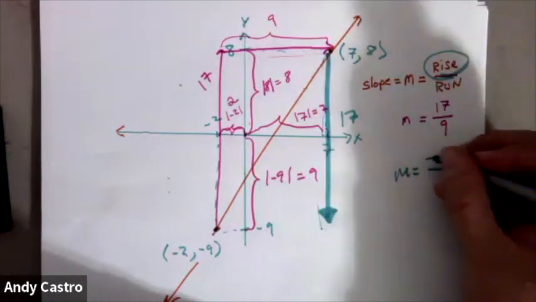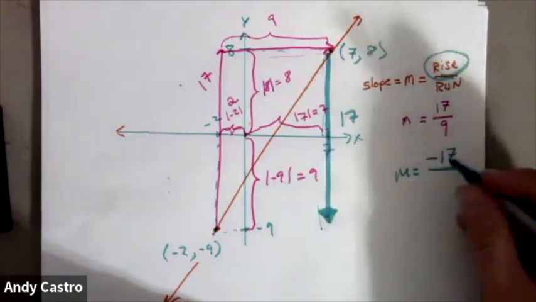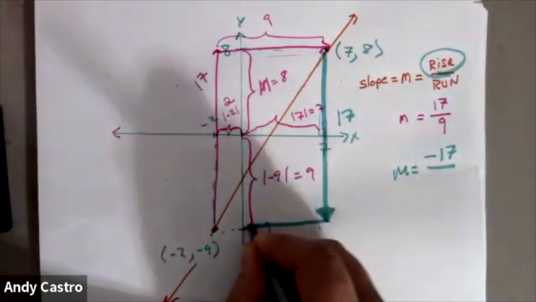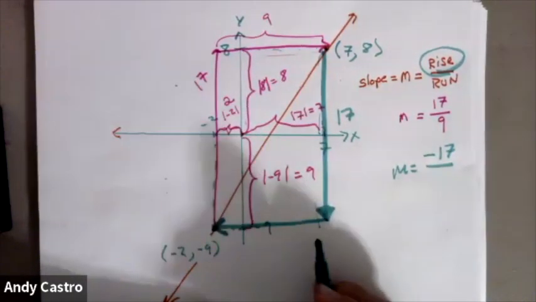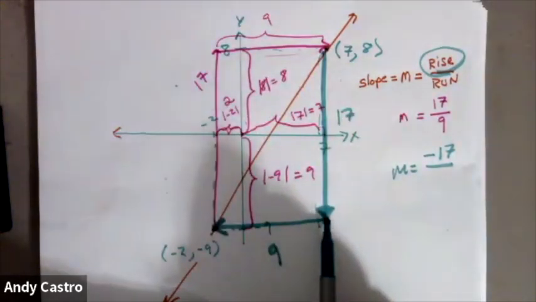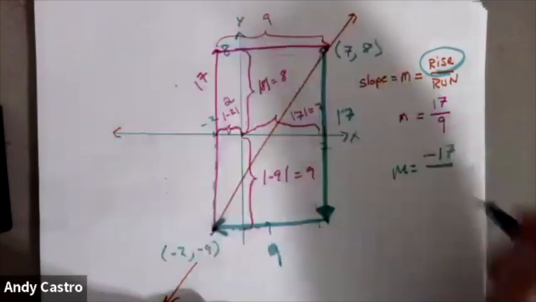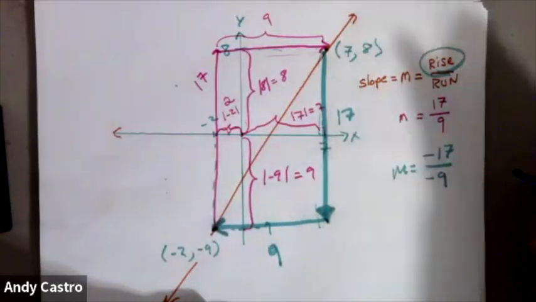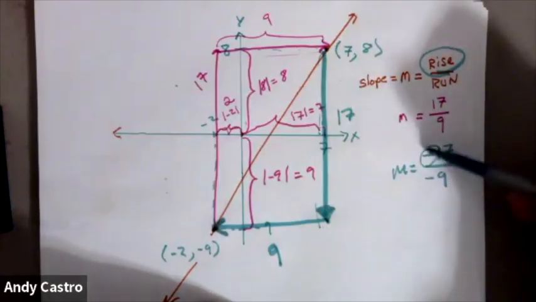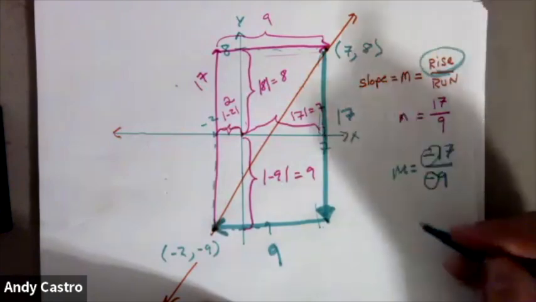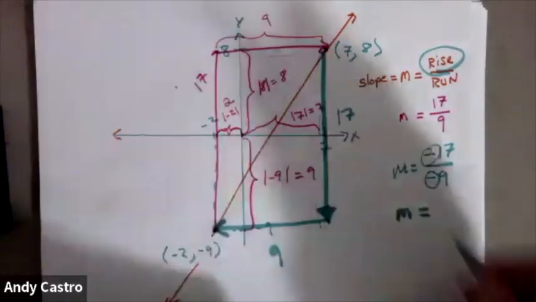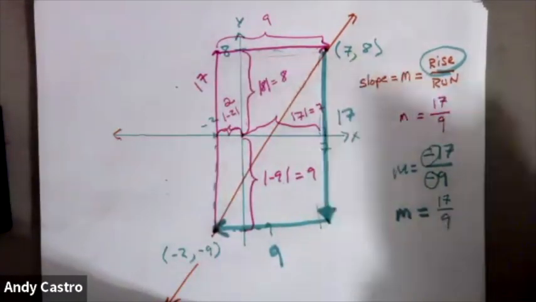So my direction is what I capture with the negative sign. It's negative 17. Then I'm going to the left, the same amount I went to the right up here, 9. But the direction that I'm going is to the left, and to the left is also negative. So negative 17 over negative 9. A negative over a negative results in a positive. So this is 17 over 9.